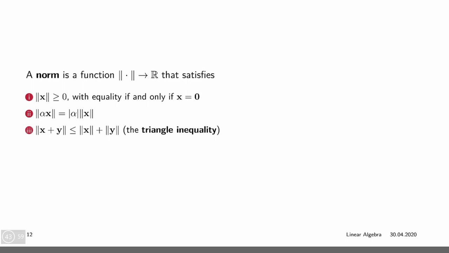Third, norms have to fulfill the triangle inequality, which says that the norm of the sum of two vectors is smaller or equal to the sum of the individual norms. And this, of course, has to hold for all vectors x and y and scalars alpha.